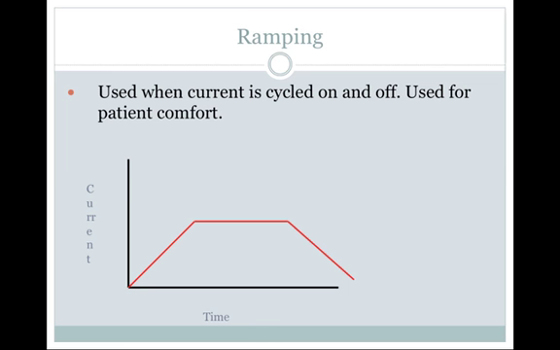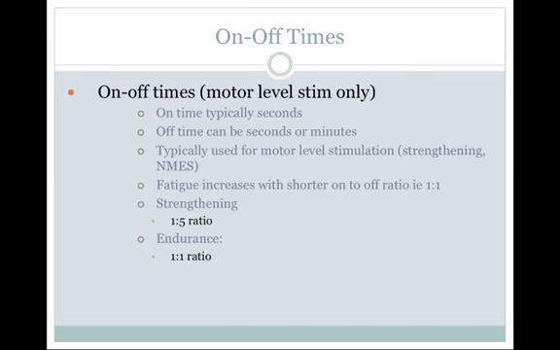Okay, so ramping. With ramping, we're really only talking about motor level stim here, and we use a ramp simply and purely for patient comfort. You can usually set that ramp anywhere from 2 to 5 seconds, and so as the current starts to ramp on to cause a muscle contraction, it'll go at a nice slow rate, so it's more comfortable for the patient. That's all it's for, it's patient comfort.